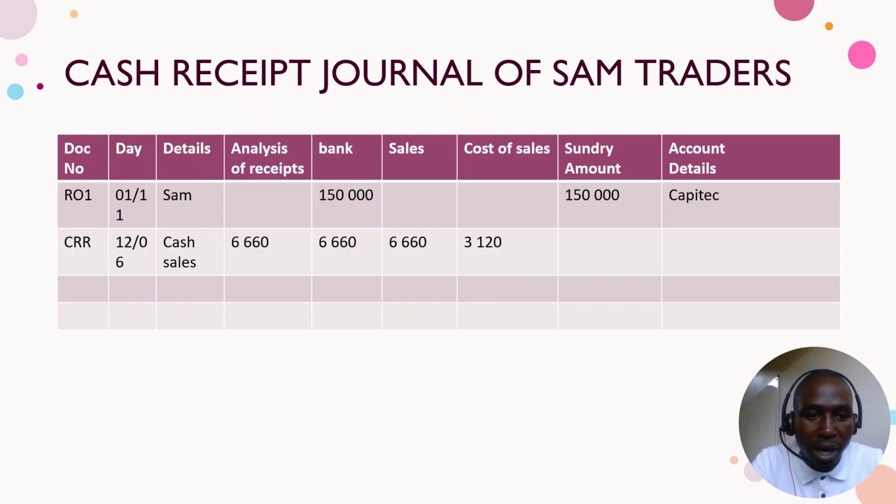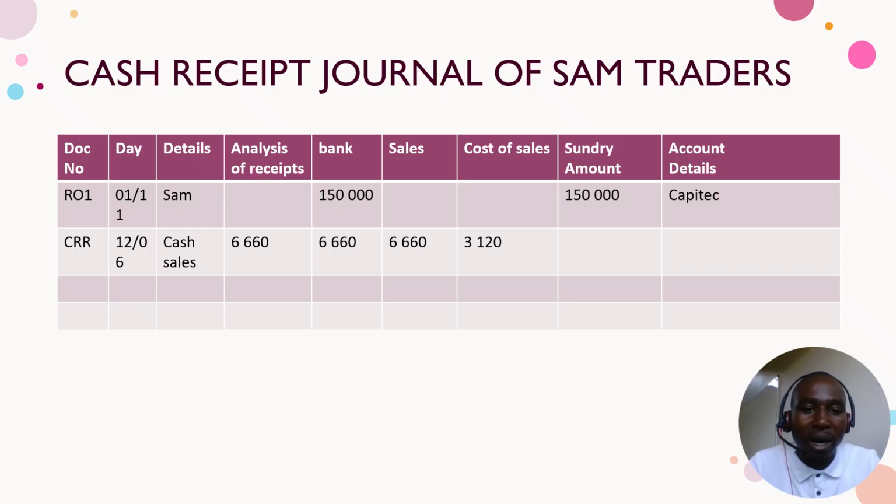And then you'll write your day, and then you'll write on details cash sales because you are doing cash sales. And then you write under analysis of receipt because you do have a slip that you can give a customer. When you are doing cash sales, you register your cash sales in a till, and then you print a slip so that you can give it to a customer. And then you write the selling price on bank, that is 6,660, because the amount that is going to go into our bank account is 6,660, the selling price, the amount that we sold the goods to a customer for.